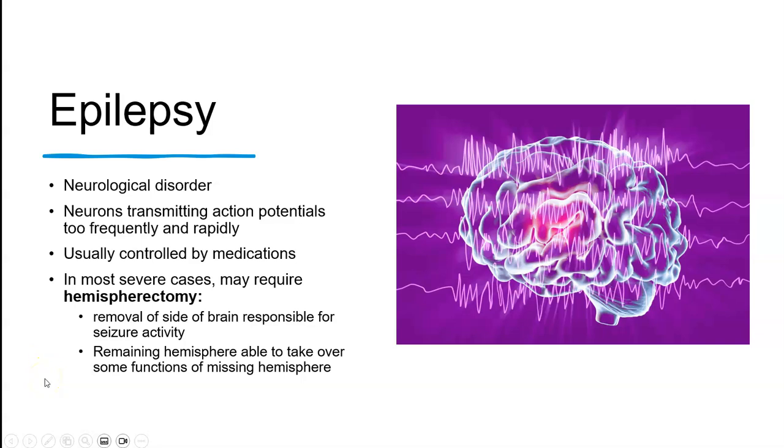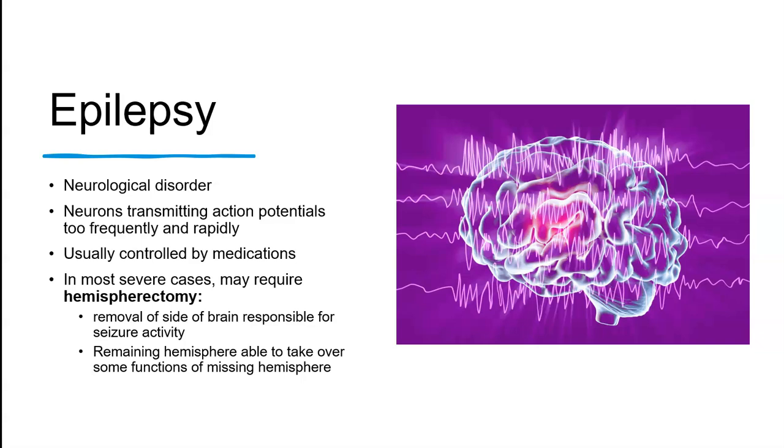Epilepsy is a neurological disorder where the neurons are firing action potentials rapidly and too frequently. This causes seizures that can affect both motor and sensory functions. Now, a lot of times this can be controlled with medications, but if the medications don't work, then surgical intervention may be necessary to remove the part of the brain that's the source of the seizures.